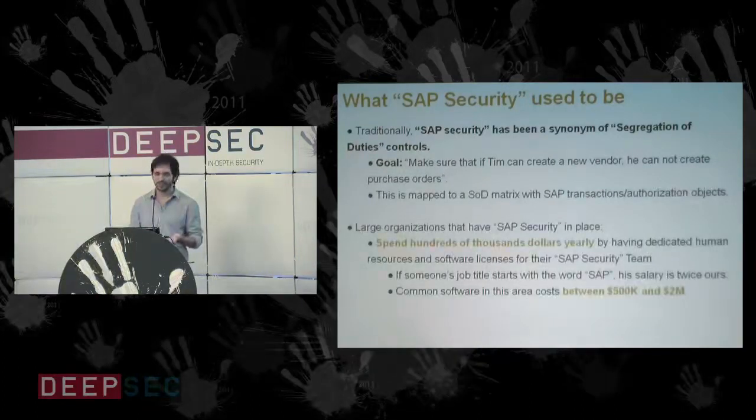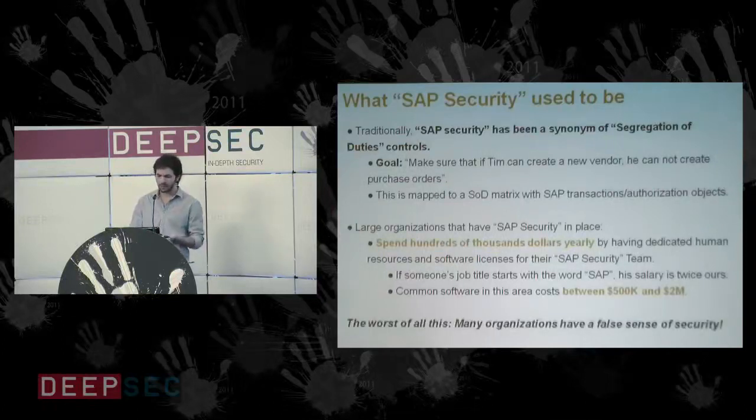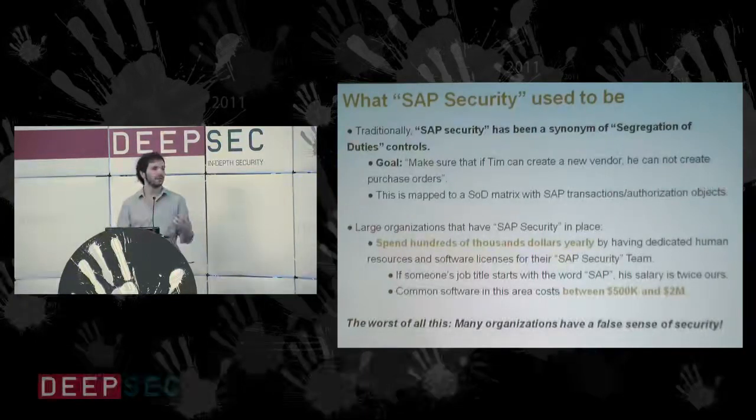So what we see right now is that many organizations have SAP security in place. They're spending a lot of money on a dedicated human resources team and expensive software licenses to serve this purpose. But the main problem that we are facing is that this is also providing a false sense of security, right? Because companies and managers see that they have the people there, they have the software, so they think they're taking care of the security of the SAP systems.